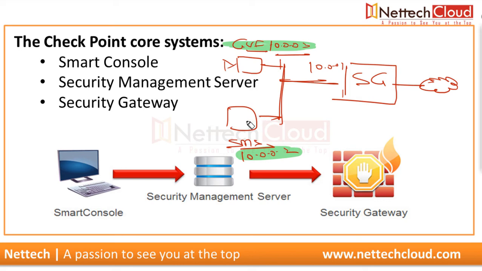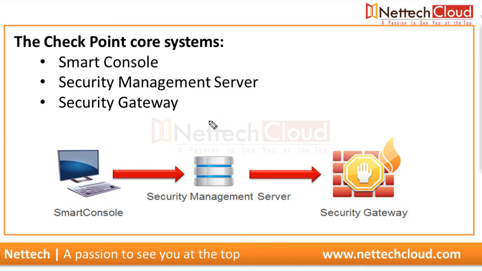It means the communication here is taking place directly between the GUI client and SMS. There is direct communication, because traffic doesn't need to pass through the firewall. So really, we don't need to care about these two ports, TCP 18190 and TCP 19009.